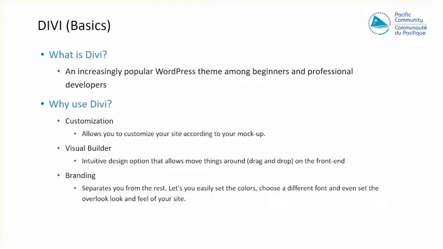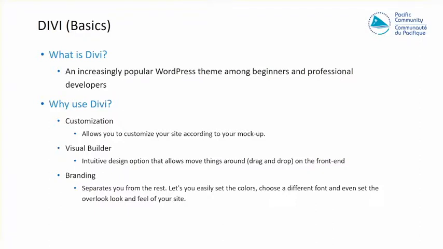Divi uses Visual Builder. What we just did with Gutenberg, we worked on something called a block editor. With Divi, we will work on a visual builder. You'll see what that visual builder is. It's an intuitive design option that allows you to move things around, basically drag and drop on the front end. We're working with Divi inside the dashboard. This actually lets you work outside of a dashboard on the actual site on the front end.